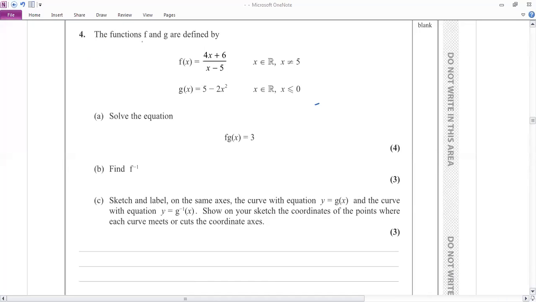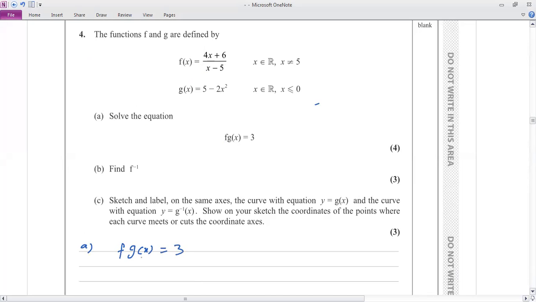The question is: the functions f and g are defined by the two functions given here. Solve the equation. In part A, we have to solve this equation: f g of x equal to 3.